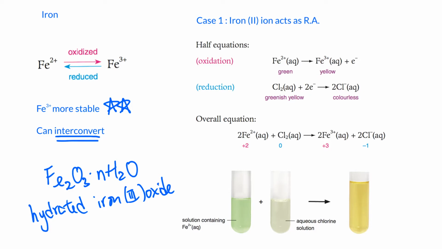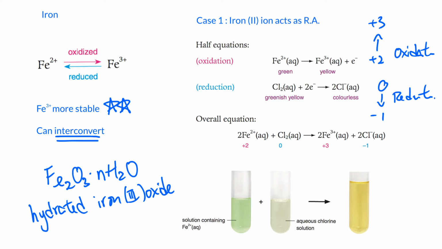In case 1, you can find that we have iron(II) right here. They act as a RA, going from +2 to +3, which is an oxidation. So when the Fe2+ mixes with chlorine, the greenish yellow solution, chlorine goes from 0 to -1, which is a reduction. While this one is +2 to +3, so this one has oxidation, while the other one has reduction.